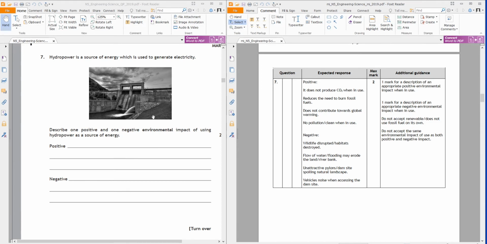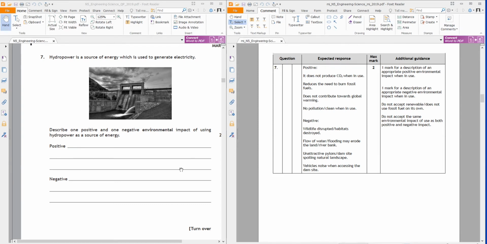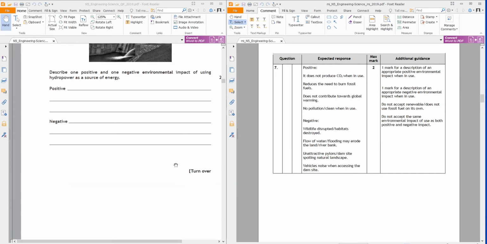Okay, negative, the whole valley's been flooded. People might have been displaced out of the valley. There might be gas produced, methane produced in the valley that's been flooded. Okay, I mean noise when it's been built, I guess.